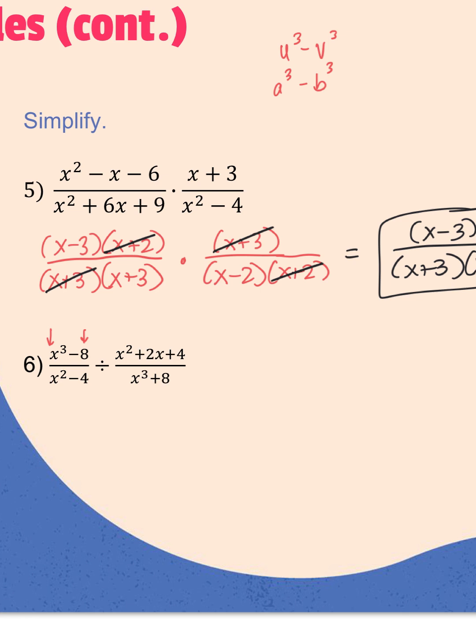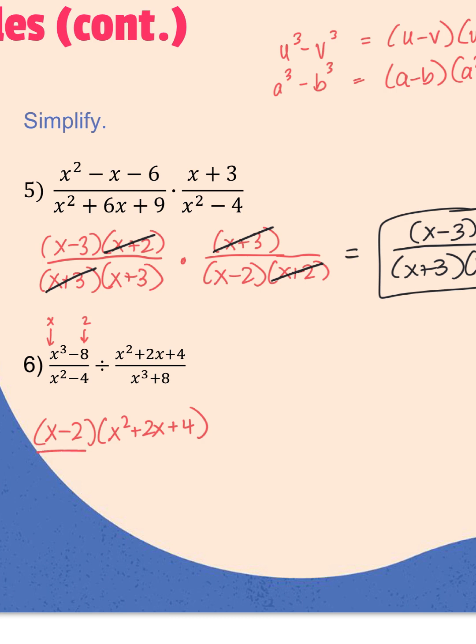And the formula is that you're going to do u minus v times u squared plus uv plus v squared. And if we choose to use the a's, it's the same thing. A minus b, a squared plus ab plus b squared. And so same goes for this one. Because the cube root of my first term is x and the cube root here is 2, it's going to be x minus 2 times x squared plus 2x plus 4. So that's that one factored. My denominator is a difference of squares, so it's x minus 2 times x plus 2.